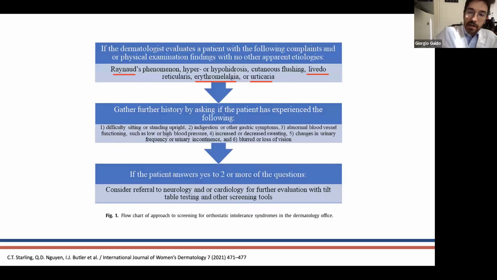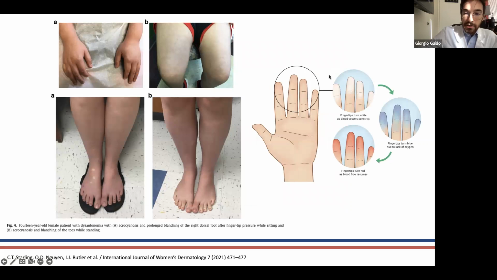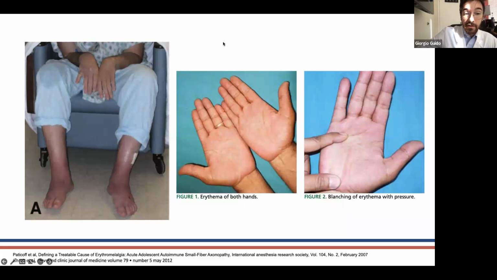But we have other signs that we can detect while we clinically assess a patient with dysautonomia. For example, there are some dermatological signs. So for example, Raynaud's phenomenon, livedo reticularis, erythromelalgia, or urticaria should raise the suspicion of dysautonomia. Here are some pictures of Raynaud's phenomenon on the right, livedo reticularis on top. And then we can also have acrocyanosis with prolonged blanching after fingertip pressure. These are two pictures of erythromelalgia in the feet and in the hands.